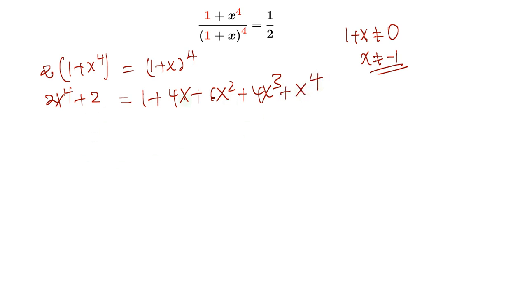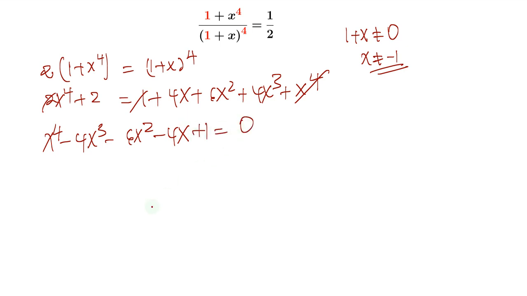And then simplifying this one, this 2 will go with this one here, so we're going to have just x to the 4, minus 4x to the 3, minus 6x squared, minus 4x, and then this one will go with 1 here, we're going to have plus 1 equals 0.